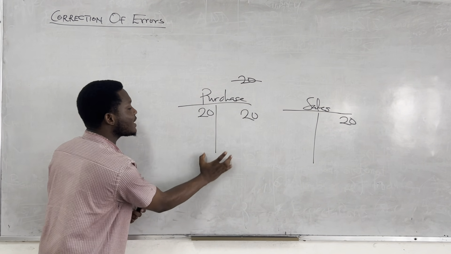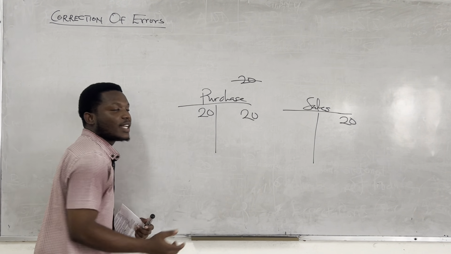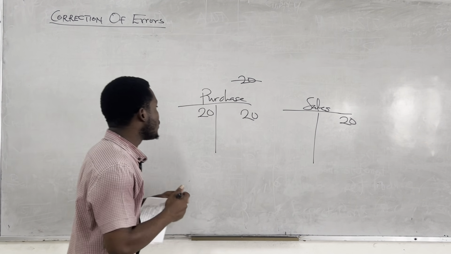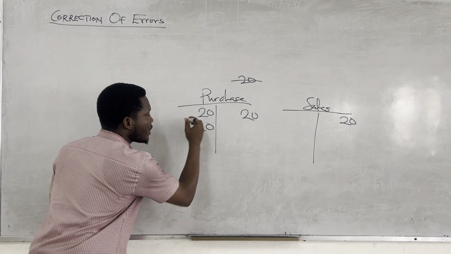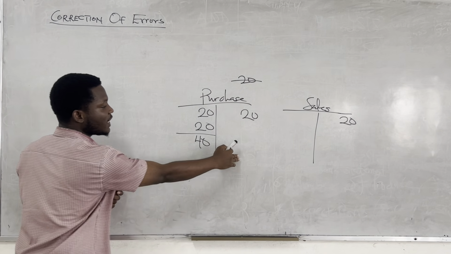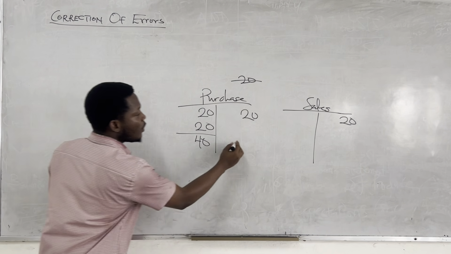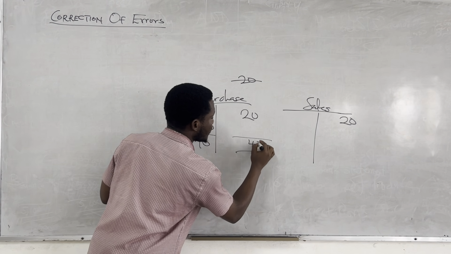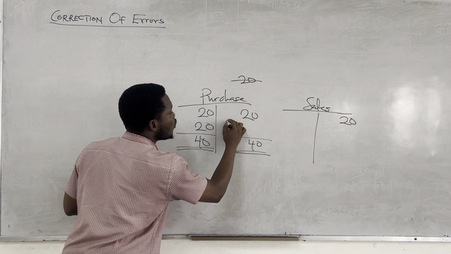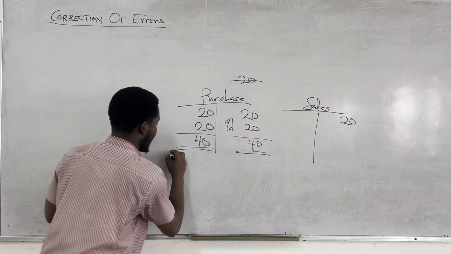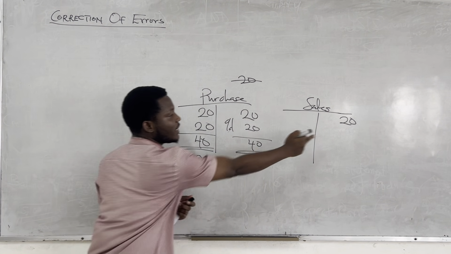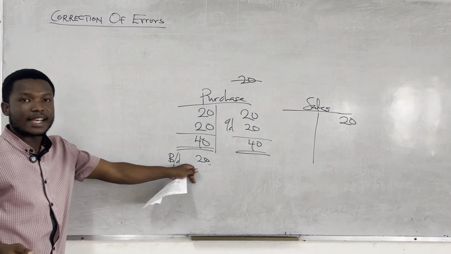It means the balance that we are going to get is 0. Then later on, we will do the correction. This has been credited. Then we will come and debit this account. So at the end, we will have 40 cedis here. So we have 40 cedis and we have 40 cedis. So our carry down will be 20 cedis, and our brought down will be 20 cedis. So it means we have gotten our 20 cedis back at the debit side.